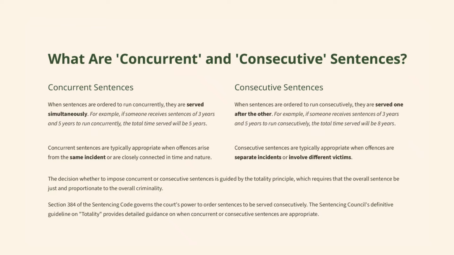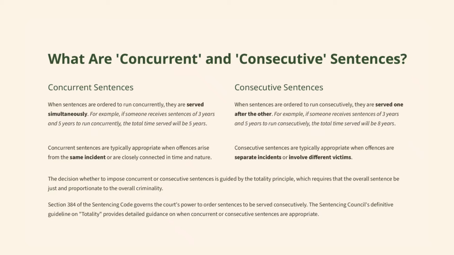When sentences are ordered to run consecutively, they are served one after the other. For example, if someone receives sentences of 3 years and 5 years to run consecutively, the total time served will be 8 years. Consecutive sentences are typically appropriate when offences are separate instances or involve different victims.